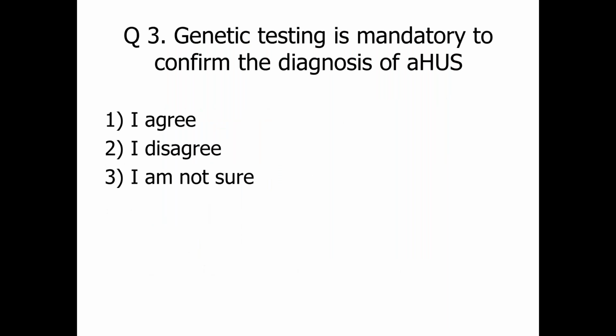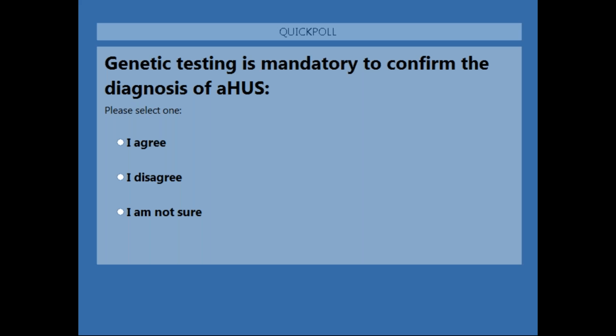And now I'm going to my question number 3. What do you think? Is genetic testing mandatory to confirm the diagnosis of atypical aHUS or not? Do you agree, disagree, or are you not sure?